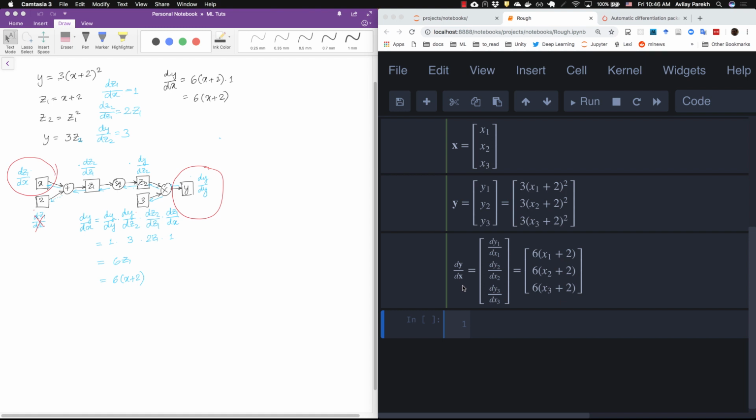And then what is the gradient of the vector x? Again, the gradient of the vector x, meaning the derivative of the output with respect to the vector x, is simply also a vector of size 3 with the corresponding derivatives. So it will be 6 times (the corresponding element of x plus 2). Okay, so now let's see this in action in PyTorch.